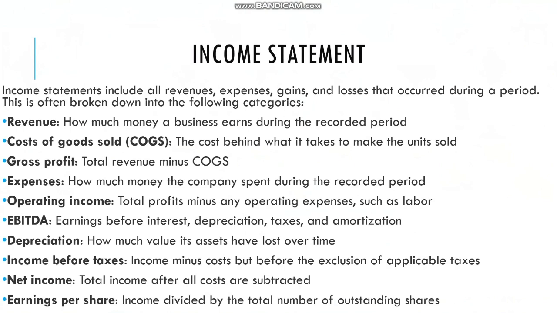The income statement is usually the record of revenue, expenses, and losses that are incurred during a particular period of time. The income statement is also referred to as a profit and loss statement. And the income statement can be broken down into different categories, such as revenue, cost of goods sold, gross profit, expenses, and so on. You can check that out here. We have different categories and the explanation as well.